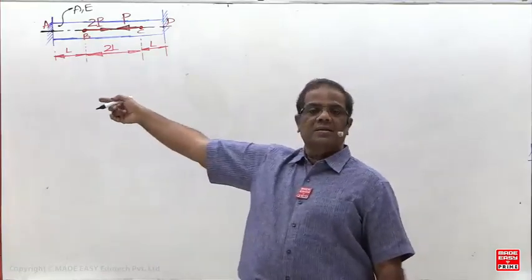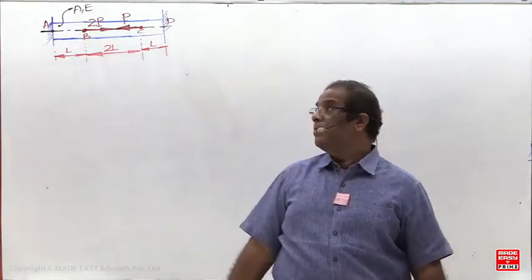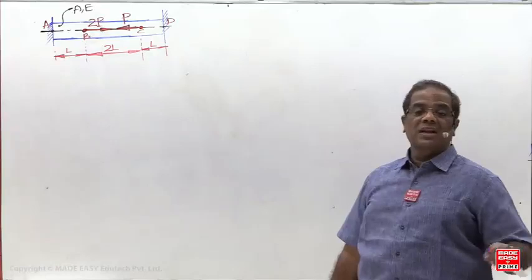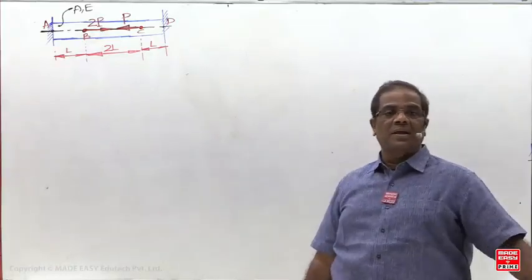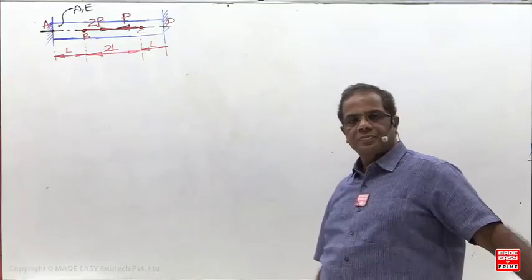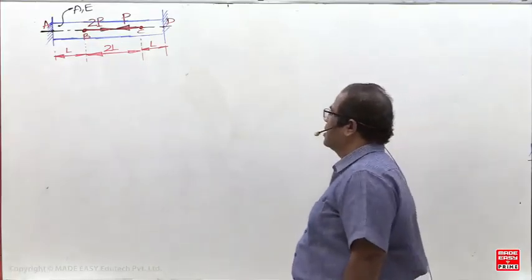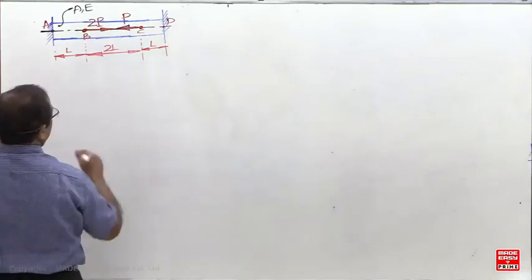In the previous case, the bar was considered as 2 bars. Now you have to consider how many bars? 3 bars: AB, BC, CD. So what is the total change in length? Change in length of AB plus change in length of BC plus change in length of CD. Same now. Then you are going to discuss one shortcut method. It is very useful. So leave some space here below this.